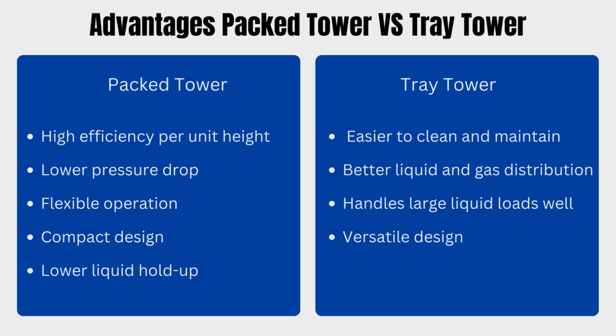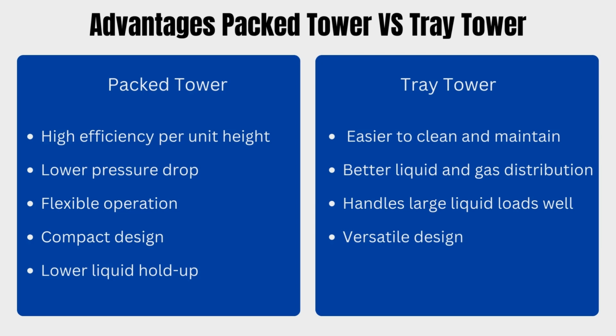They provide high efficiency per unit height, ensuring effective mass transfer. They have a lower pressure drop, reducing energy consumption. Their flexible operation allows for a wide range of flow rates. Packed towers feature a compact design, saving space. Additionally, they have a lower liquid holdup, which reduces the risk of degradation or reaction of the absorbent.